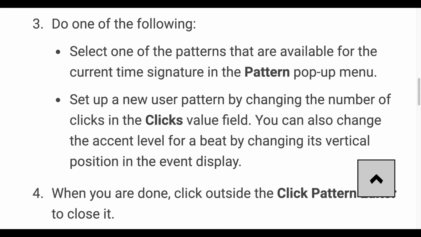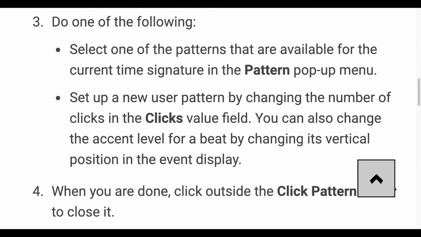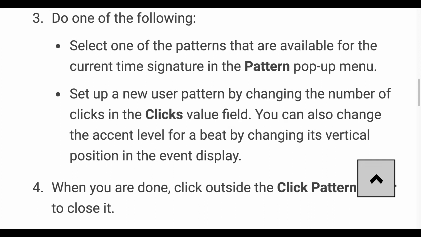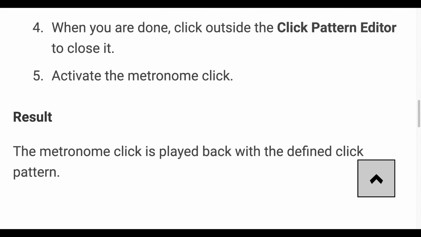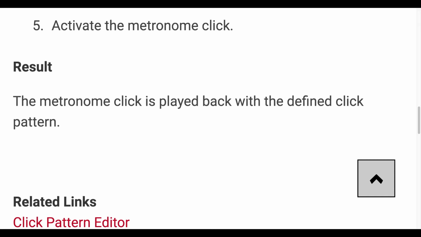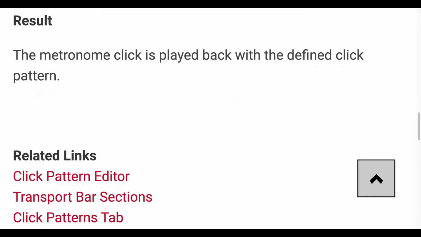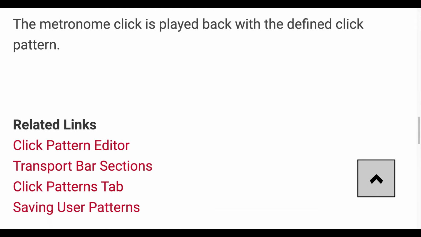Do one of the following. Select one of the patterns that are available for the current time signature in the Pattern pop-up menu. Set up a new user pattern by changing the number of clicks in the Clicks Value field. You can also change the accent level for a beat by changing its vertical position in the event display. When you are done, click outside the Click Pattern Editor to close it. Activate the metronome click. Result: the metronome click is played back with the defined click pattern.